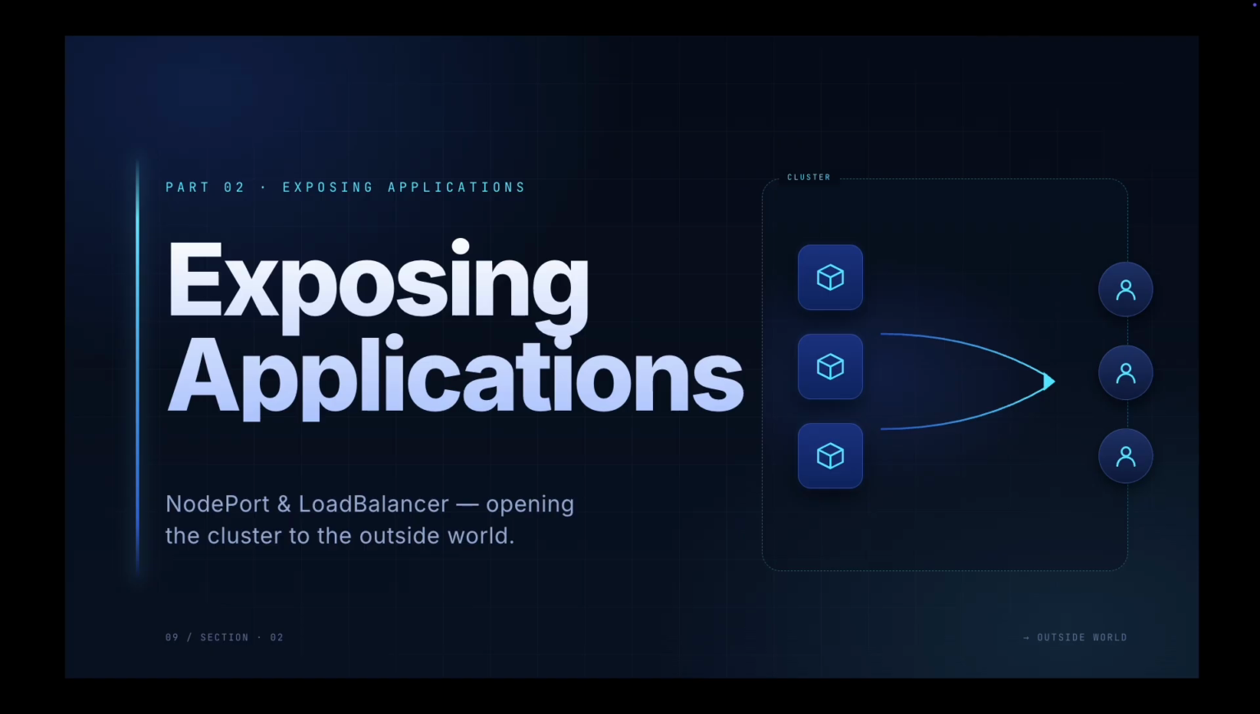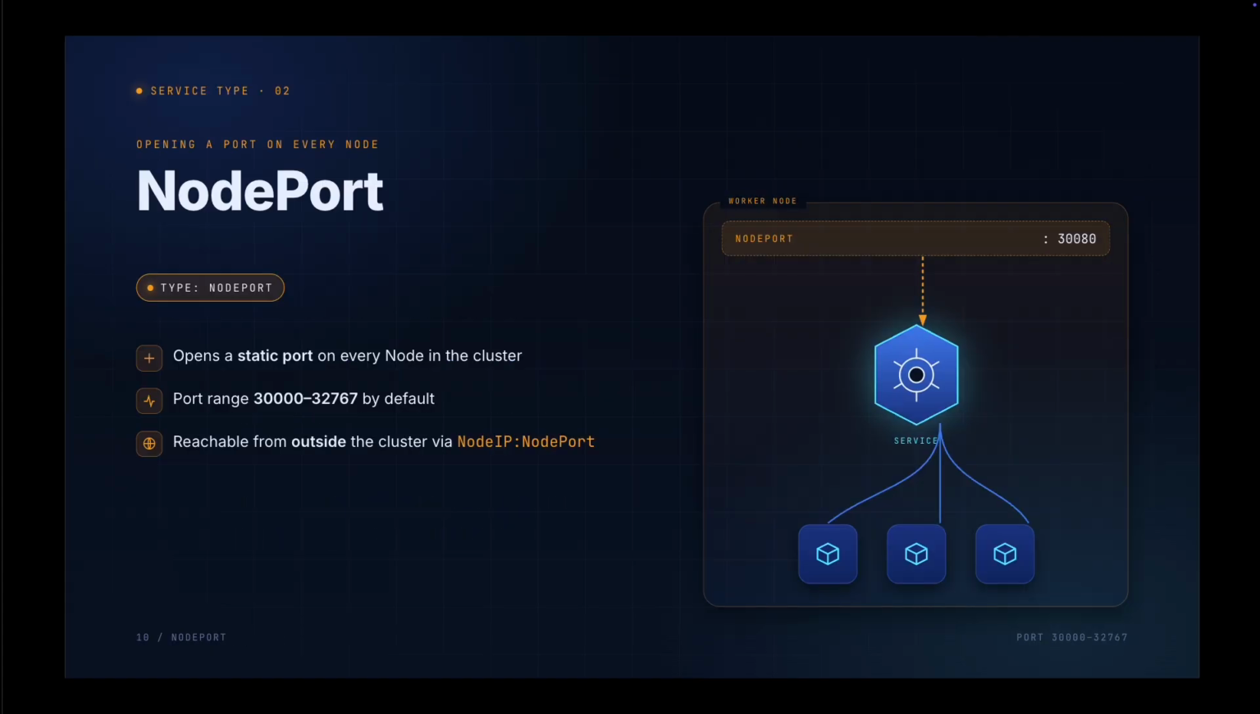Let's start with NodePort. Until now, all the services we've discussed were only accessible from inside the cluster. NodePort changes that. A NodePort service exposes an application by opening a port on every node in the Kubernetes cluster. By default, Kubernetes uses ports in the range from 30,000 to 32,767. In this example, Kubernetes assigned port 30,080.